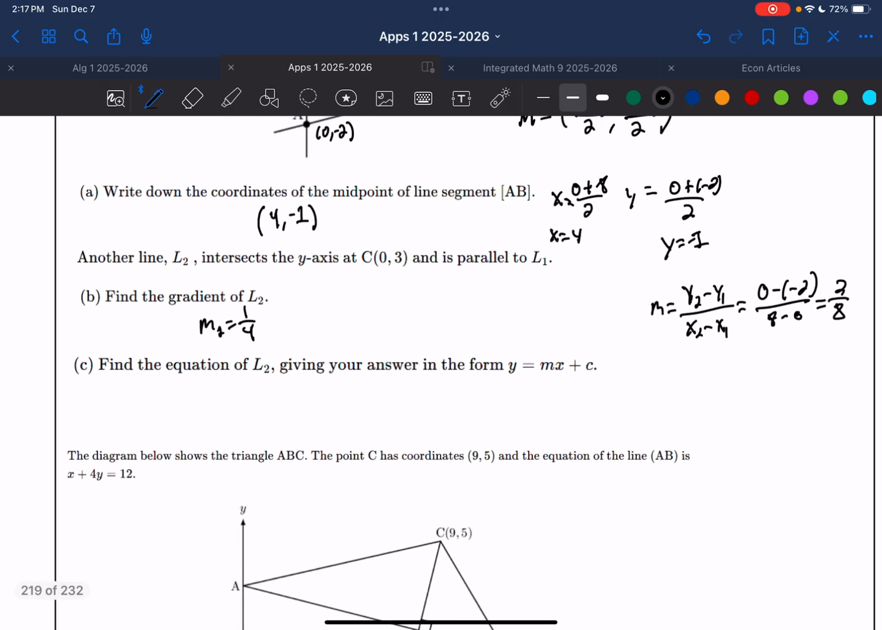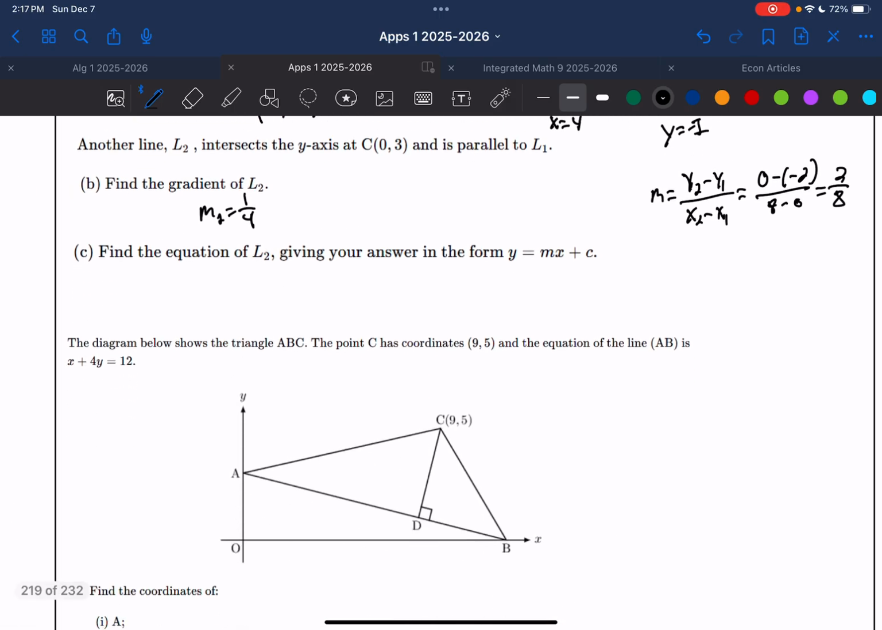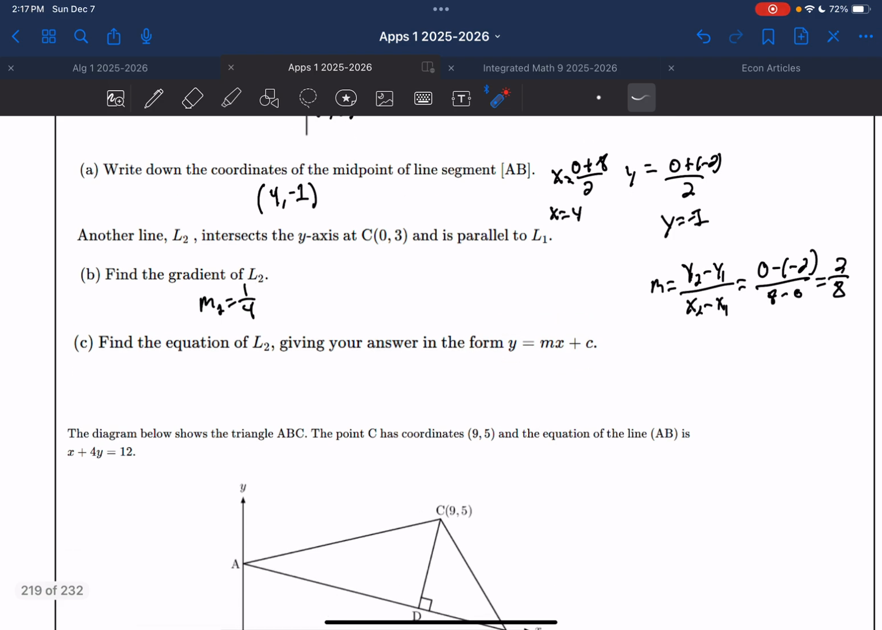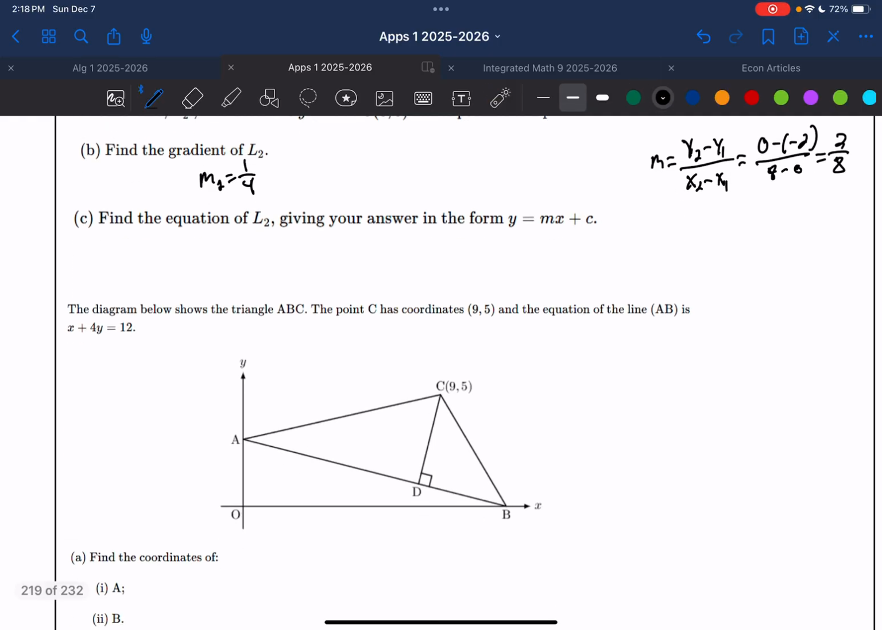And then for the equation of that line, we know it has a gradient of 1/4, and we know it runs through the point (0, 3). We might recognize this as the y-intercept of L2. So therefore, we know that this c, which is the y-intercept, has to be 3. So the equation for L2 is y = 1/4 x + 3.